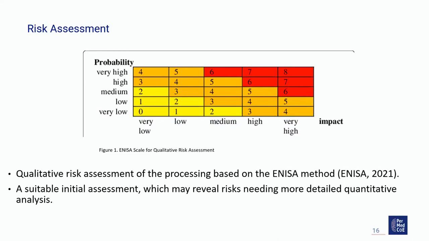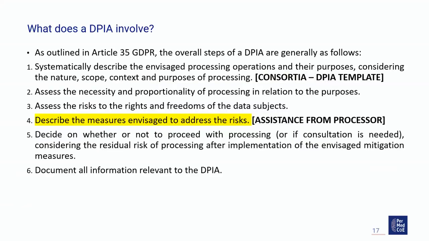However, what we can do is reduce the probability of those risks. Often we start with a qualitative risk assessment: what is the probability of this happening, and what is the severity if it arises? The next step is to identify the measures that would be used to address the risks. So again, we can lower the probability, for example, of a breach or misuse of data.